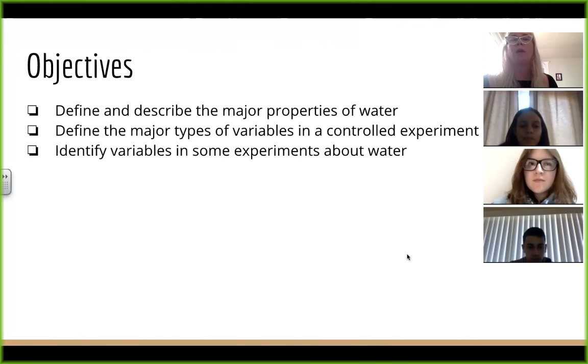So today we are going to define and describe the major properties of water, define the major types of variables in a controlled experiment, and then we're going to practice identifying variables in some experiments about water.